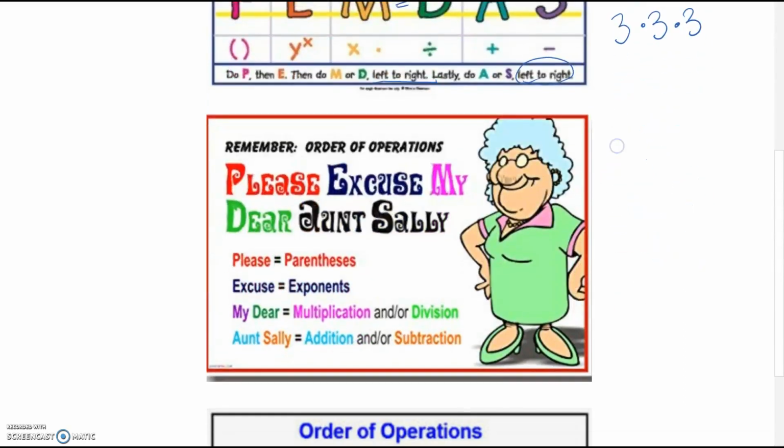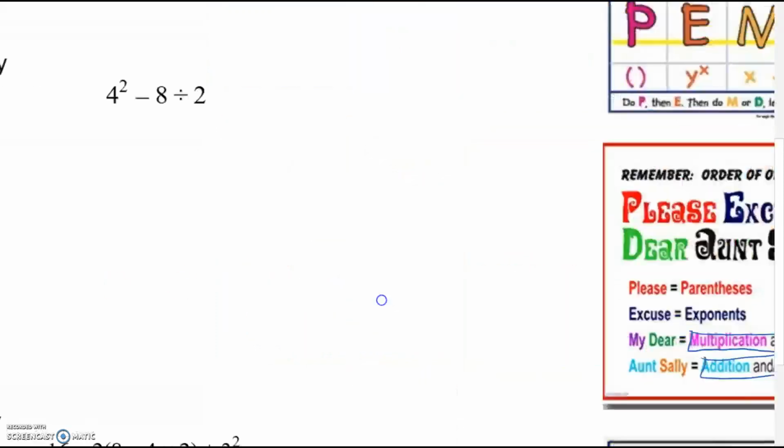Some people think about PEMDAS as "please excuse my dear Aunt Sally," a mnemonic to help you remember. The key for me is to remember that multiplication and division, one isn't better than the other one. One doesn't come first. It's whichever appears first in the problem from left to right. And then same with addition and subtraction. One doesn't come before the other one. It's just whichever is first in the problem.